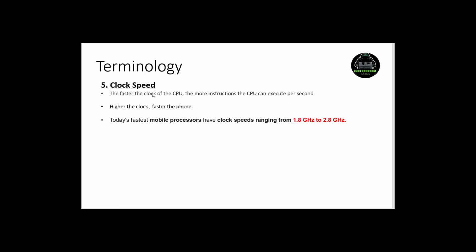Clock speed. The faster the clock of the CPU, the more instructions the CPU can execute per second. So we can say the higher the CPU clock speed, the faster the phone. Today, the fastest processors have clock speeds ranging from 1.8 GHz to 2.8 GHz. But Qualcomm has officially announced that the Qualcomm Snapdragon 865 Plus 5G has a peak clock speed of 3.1 GHz. So, before buying a mobile phone, focus on this range as well.